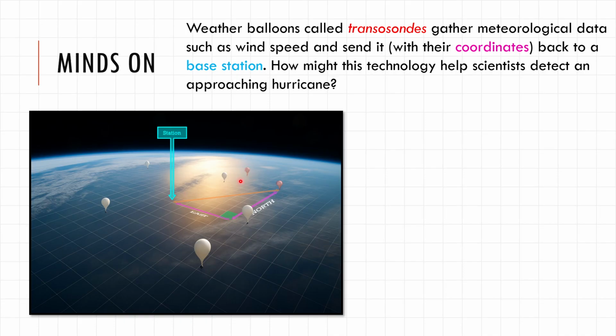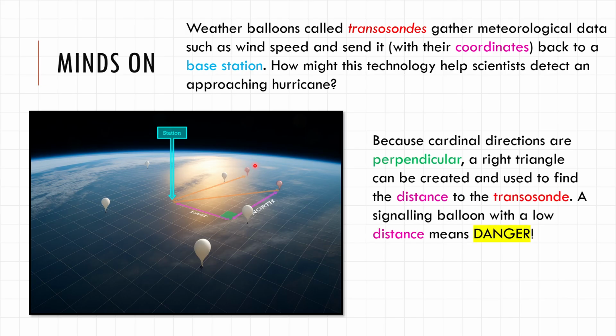Maybe another weather balloon starts going off, and we need to find the distance to that weather balloon. And so generally here, because these cardinal directions that the coordinates have are perpendicular, that right triangle can be created to find the distance to any transonde. Now, a signaling balloon with a low distance might indicate that there's a danger there. So if these two have gone off and we've measured the distance there, and then suddenly this one goes off, that's a little bit closer to us, that might tell us that, hey, this one went off first, then this one, then this one. There is danger, high wind speed, and it's heading in this direction.